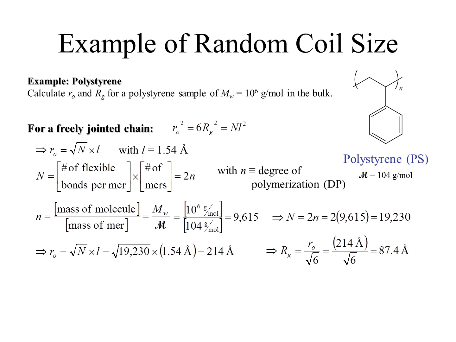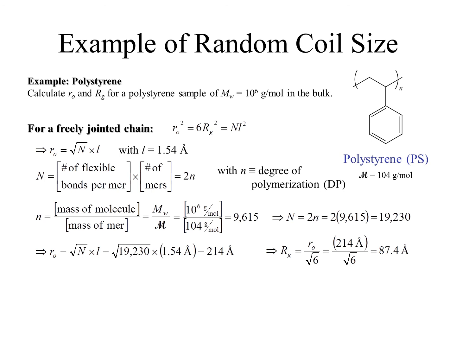Now let's take a moment to realize what these values mean. If we take the contour length of the polymer, the length of the polymer if it was completely stretched out, it's capital N L, which is 19,230 times 1.54 angstroms. This is a pretty large number, almost 30,000 angstroms to be exact. Converting the units, this is 3 micrometers. That means that this polymer molecule is longer than a bacteria cell.